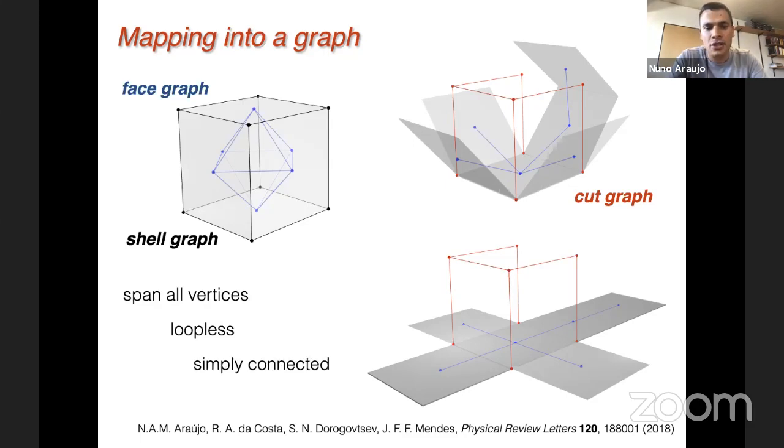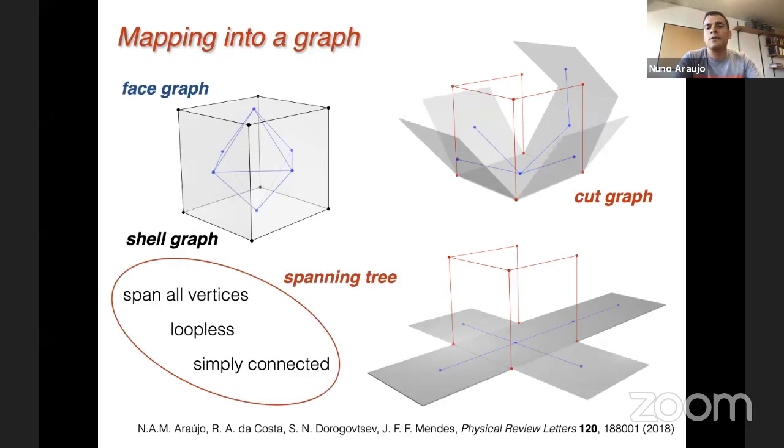And the third condition is that it should be a simply connected piece to guarantee that the structure opens to the same side. Because if it is disconnected, then one part will open in one side and the other will open in the other side. So in graph theory, if we want to look at the subgraph of any graph, in this case the shell graph, that fulfills these three different criteria, then what you are looking for, a spanning tree, is a tree, loopless, that visits all vertices in the graph.